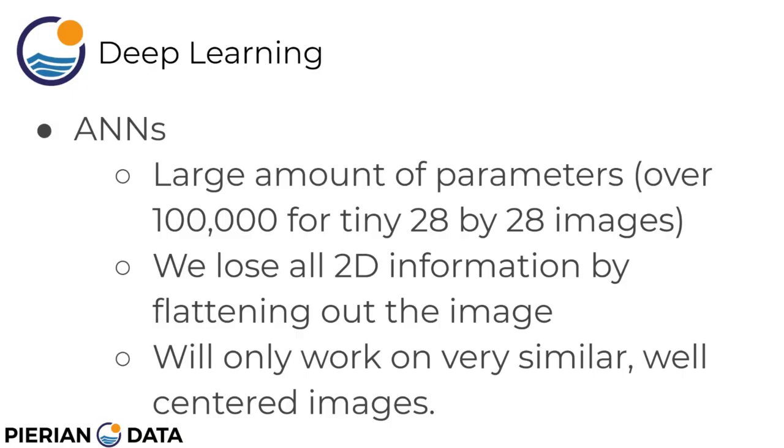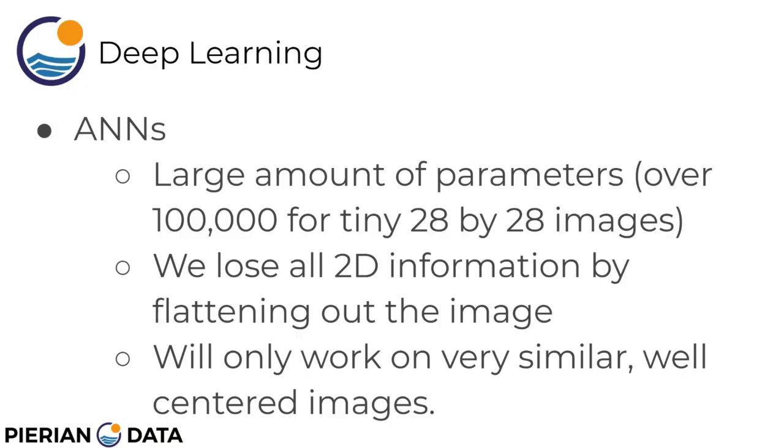So if we try to scale an artificial neural network to normal sized images, you're going to end up with not just 100,000 parameters, but 1,000,000 parameters. And so training time is going to take forever. The other problem with an artificial neural network is that we had to flatten out the data before feeding it into the network. If we flatten out the data, we basically lose all two-dimensional information. And the other issue is an ANN will only perform well where images are extremely similar.